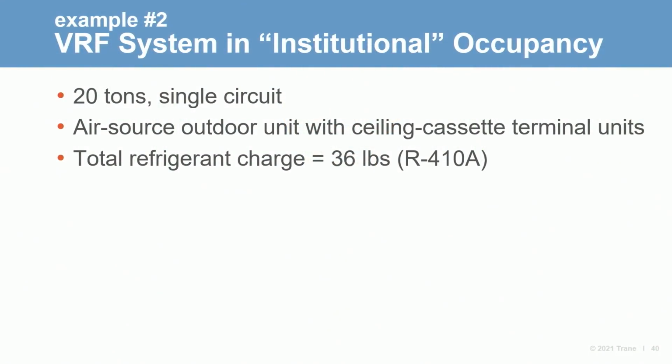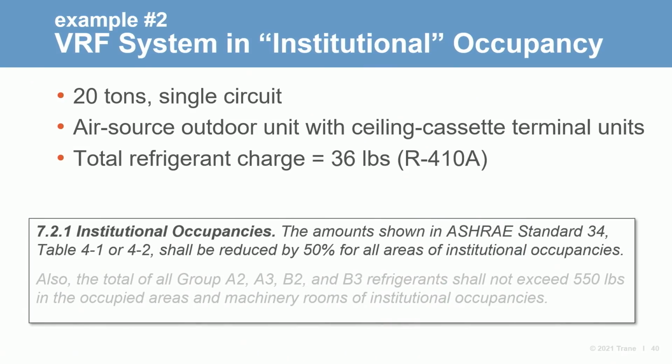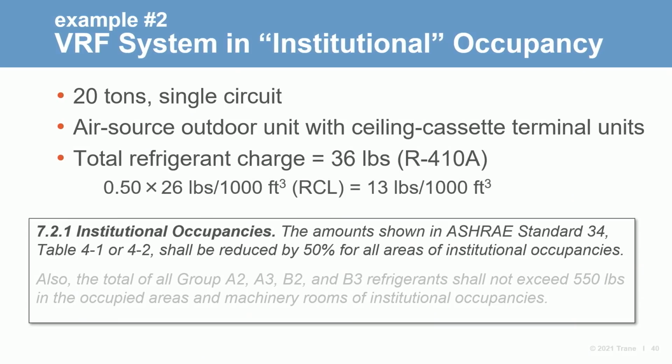For the second example, we will use the same 20-ton VRF system, but change the building to an institutional occupancy. Per the standard, institutional occupancies reduce the RCL by 50%. As John stated, this is a safety consideration, as the occupants are not able to leave without assistance or of their own free will. As we saw, the RCL for R410A is 26. For an institutional facility, it's then reduced to 13.